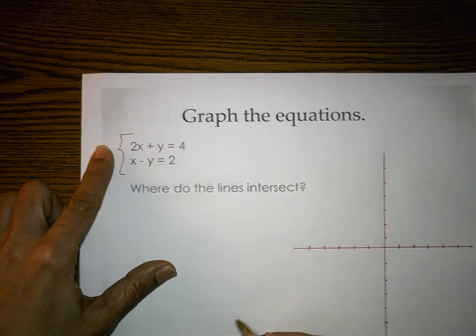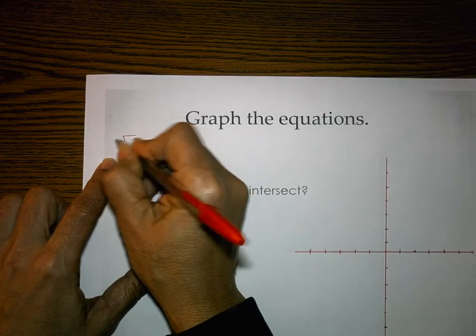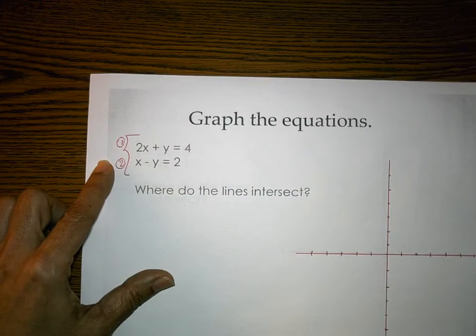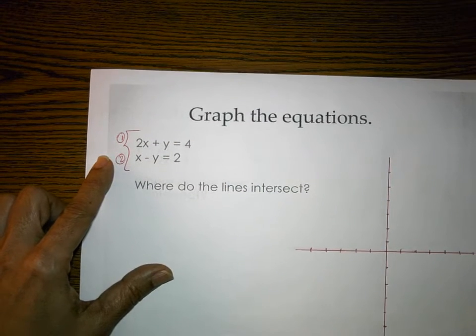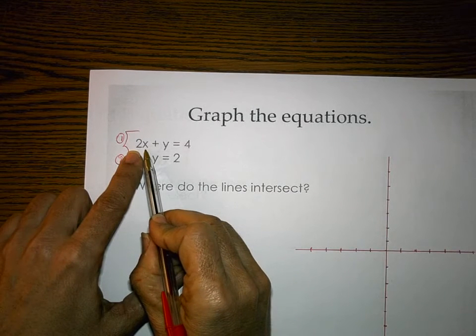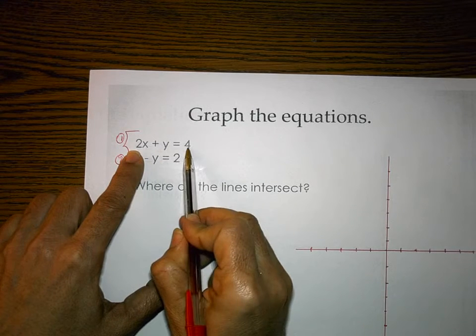Here's a system. I have two equations. I have equation number one on the top, and I have equation number two on the bottom. So let's take a look over here. Equation number one says 2x plus y equals 4.